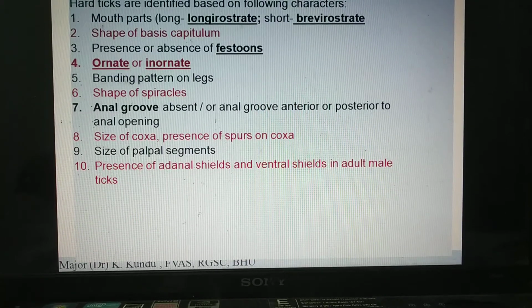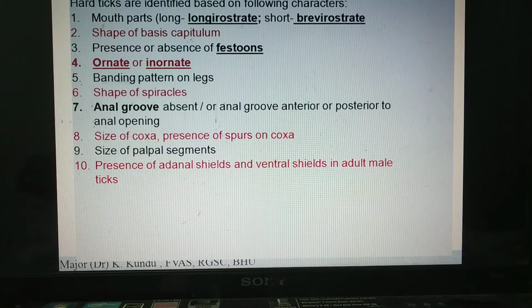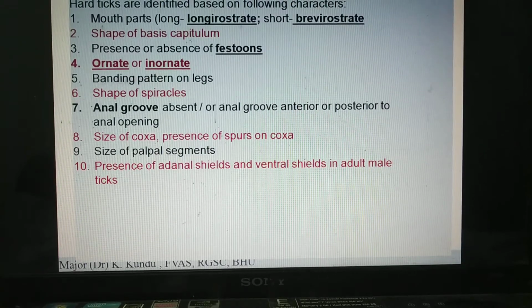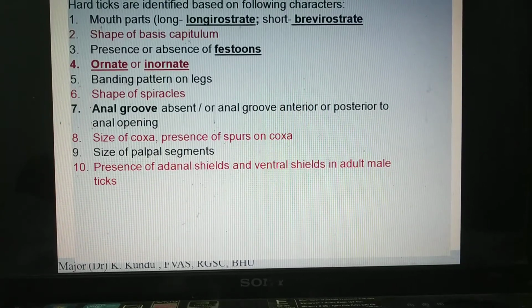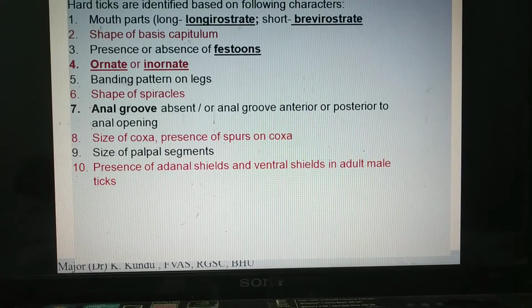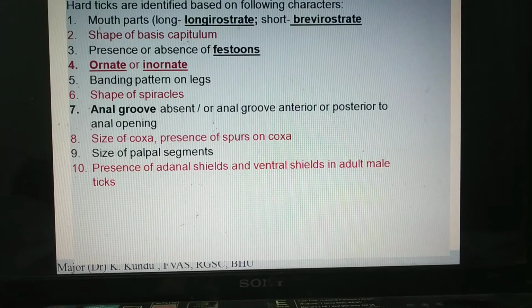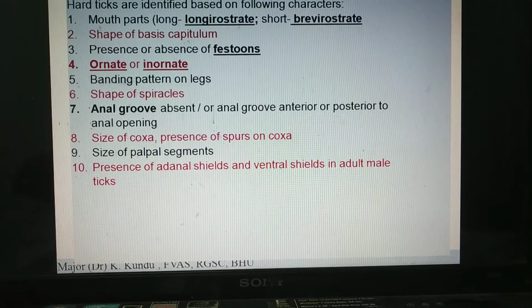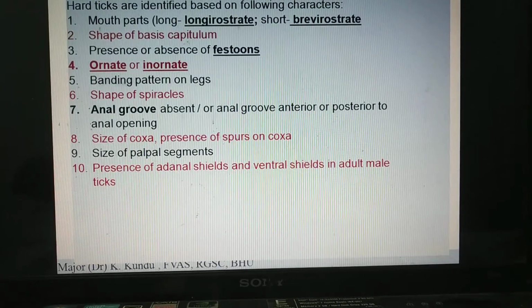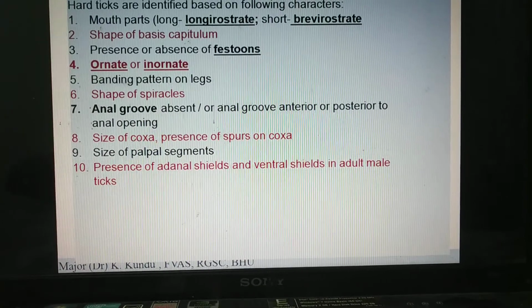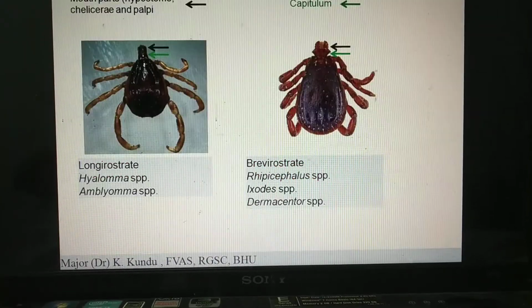So what do you mean by adanal shields? The adanal shields are nothing but sheets which are adjacent to the anal opening, so they are called the adanal shields. Whether these adanal shields are present or absent, or whether there are no ventral shields at all, or ventral shields are present, we can differentiate between the genera of ticks.